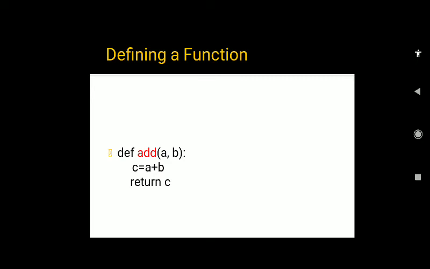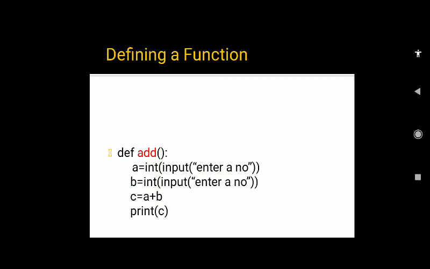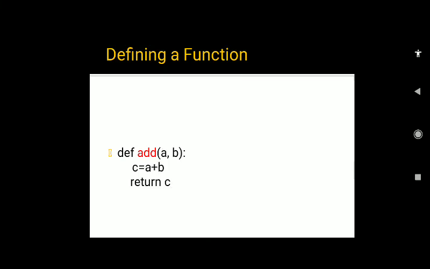or you can define add function another way, where the values a and b are not being input from keyboard in this function, but they have been passed to this function when this function was called. So from the previous one, the difference is that the lines a equal to int input enter a number, b equal to int input enter a number have been replaced by taking these two values from the function when it was invoked or called.